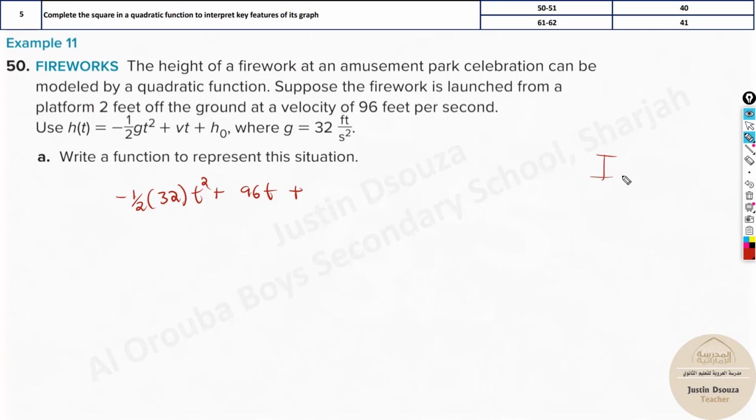The initial height is 2 feet. It's from here. So the height h naught is the height, right? So we just write plus 2. Now just simplify this. Negative half times 1 times 16 times t squared. So it's negative 16t squared plus 96t plus 2. This would be the first part.